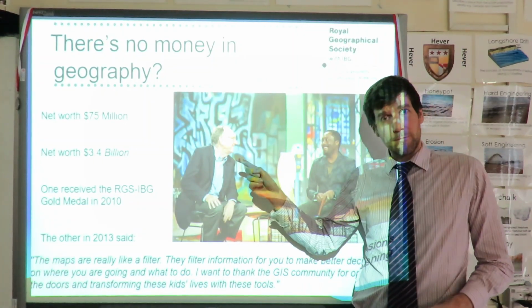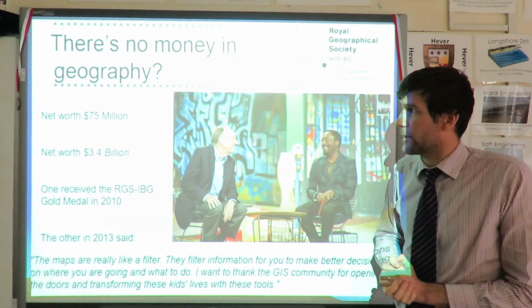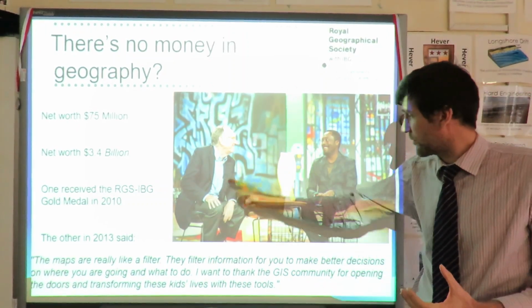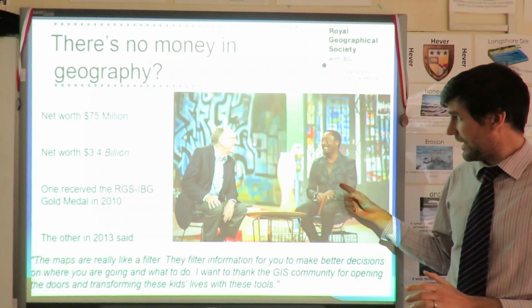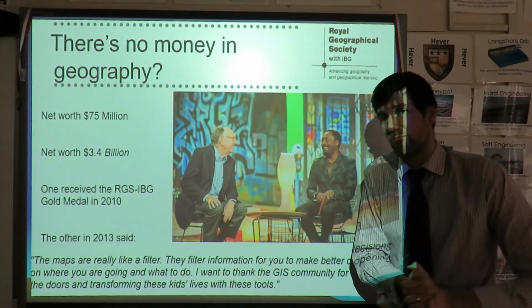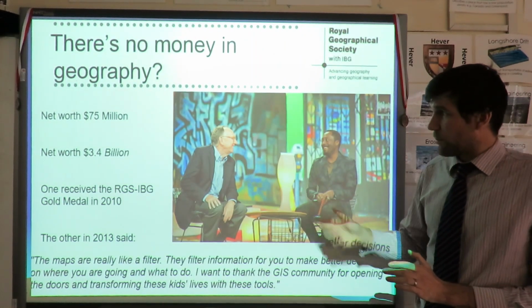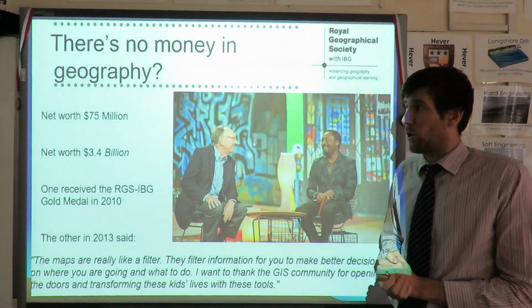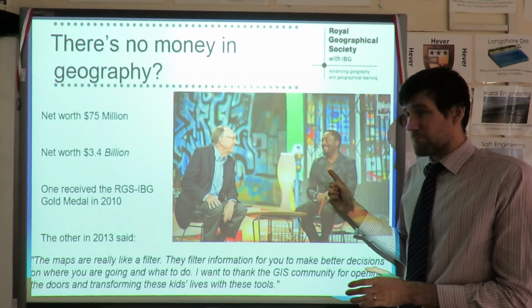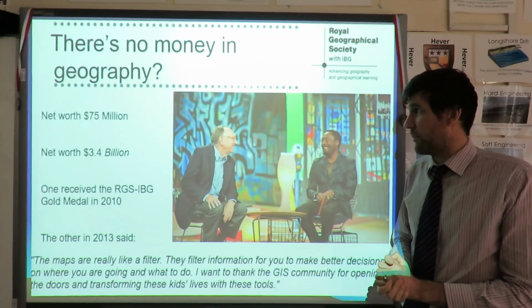And this one, there's no money in geography. Okay, people always say this, there's no money in geography, but here on the screen we've got two people. This person here you'll probably recognise as will.i.am, okay, and this person you probably won't recognise. One of these people's net worth is about 75 million, and the other one's net worth is 3.4 billion. Okay, will.i.am, his net worth is about 75 million, give or take.